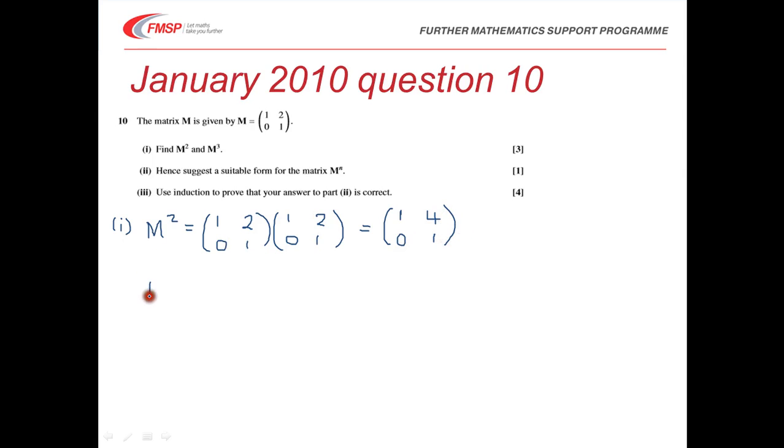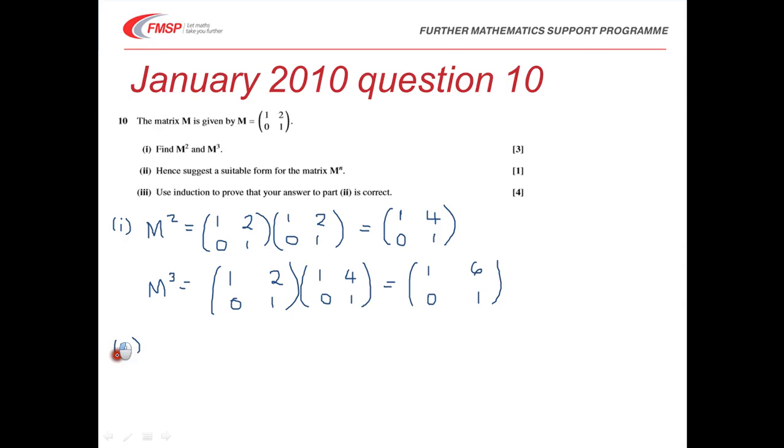We then need to work out M cubed. So we're going to take our matrix for M squared and just multiply it by M. And we'll get 1 times 1 plus 2 times 0, which is 1. 1 times 4 plus 2 times 1, which is going to give us a total of 6. 0 times 1 plus 1 times 0, which is nothing. And 0 times 4 plus 1 times 1, which is 1. So we've worked out M squared, we've worked out M cubed.